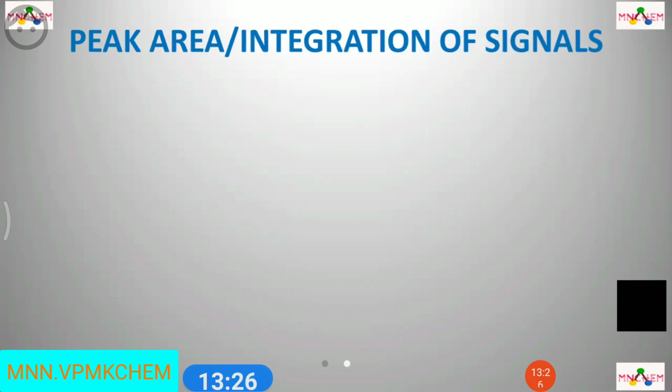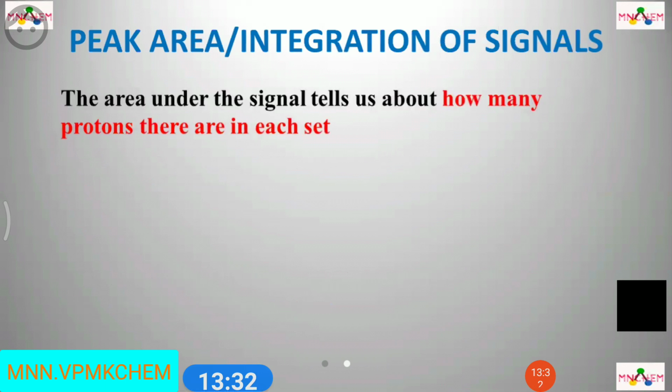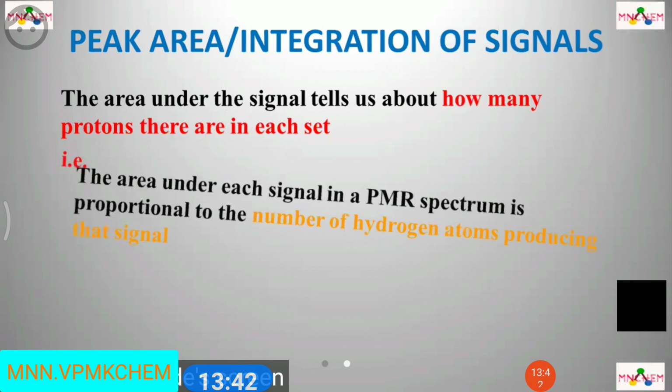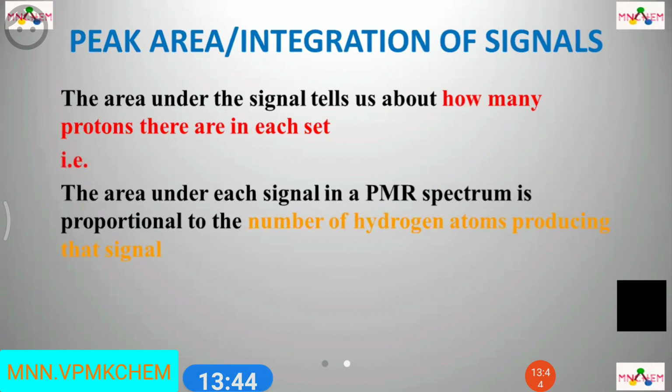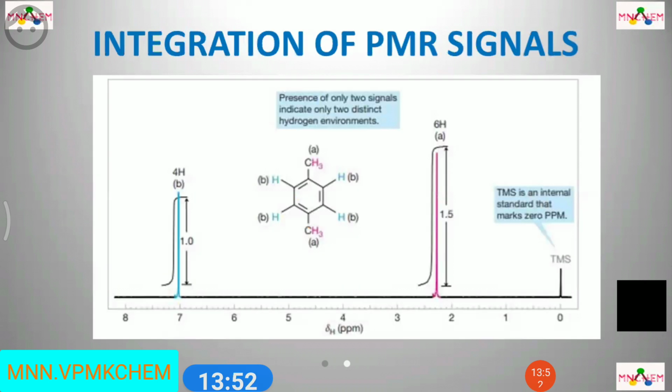The next important information we get from the NMR is about peak area, or integration of signals. The area under the signal tells us how many protons are there in each set. That is, the area under each signal in a PMR spectrum is proportional to the number of hydrogen atoms producing that signal.